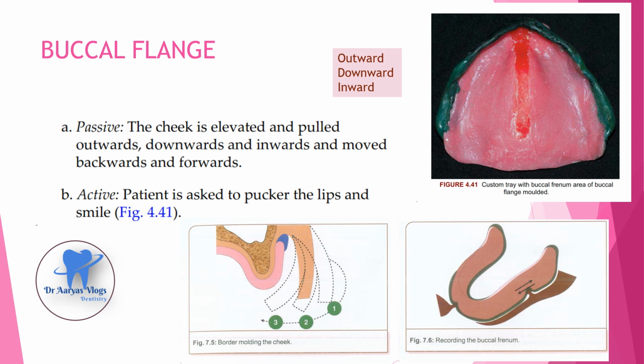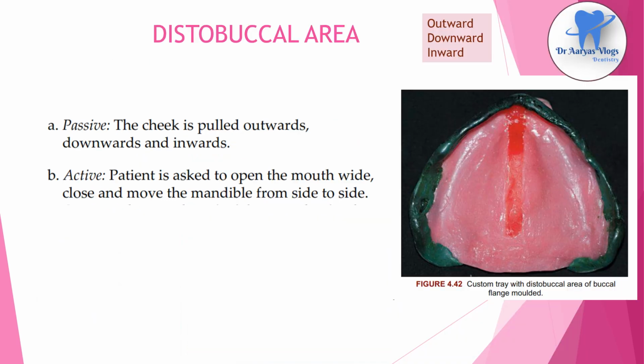Then the buccal flange, that is the buccal frenum area. Here, it may be performed unilaterally. Passive, the cheek is elevated and pulled outward, downward, inward and moved backward and forward. And active, the patient is asked to pucker the lips and smile. Then the distal buccal area should be performed bilaterally. Passive, that is the cheek is pulled outward, downward and inward.